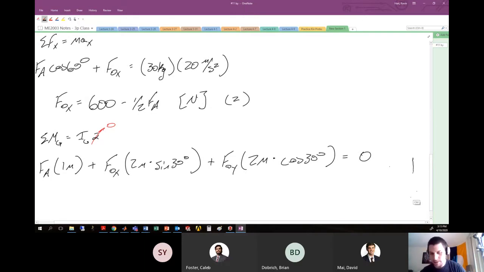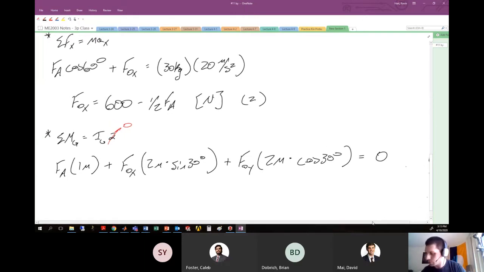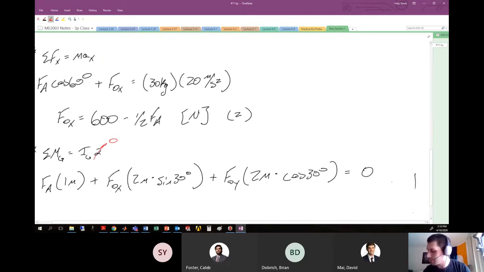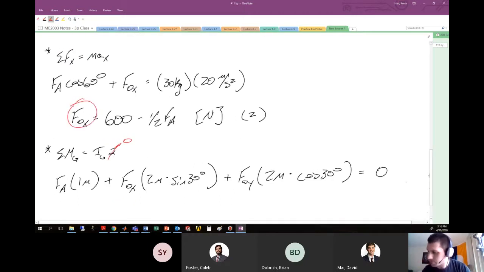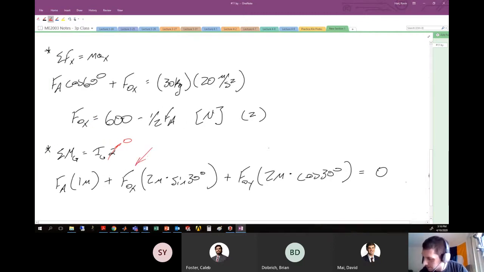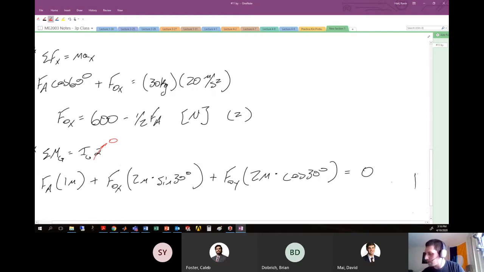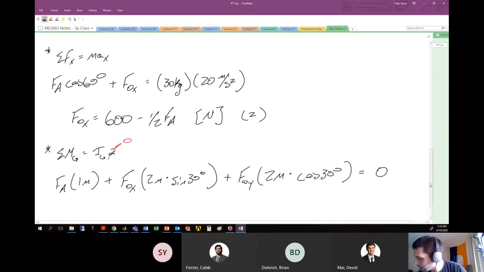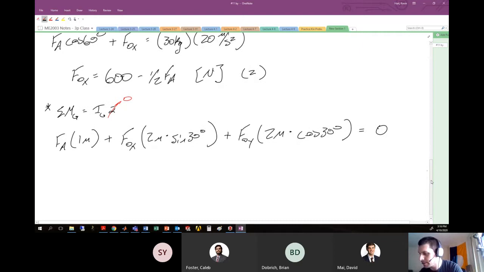So what I'm going to do now is take what I learned from equation 1 and equation 2. Here I have an expression for FOY, and here I have an expression for FOX from previously. I can plug those in directly here and here, and I'll end up with only one unknown remaining, which will be the force at A. So let's page down a little bit.